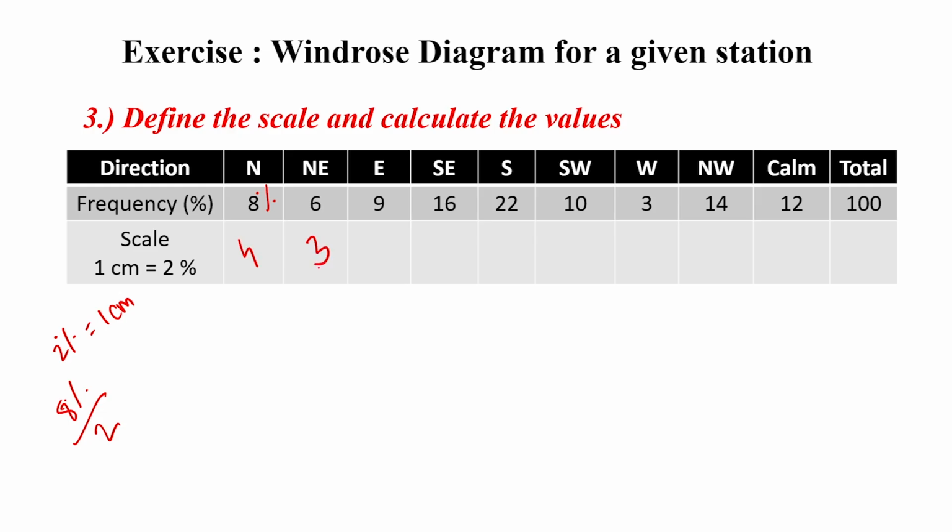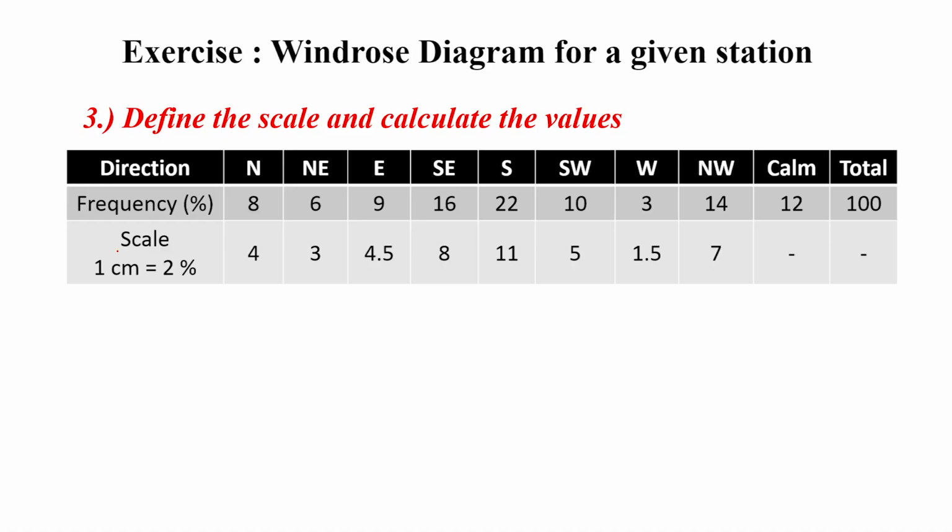Similarly, for the northeastern direction you will have 3 centimeters. Here you will have 4.5, here you will have 8, here you will have 11, 5, 1.5, 7, 6. Actually, I am sorry, for calm you will not have any value over here. If you see this table I have filled, you will see that for calm there is no value, because when we draw the Windrose diagram we will only represent the 8 directions. I will show you how we are going to represent the data for calm.